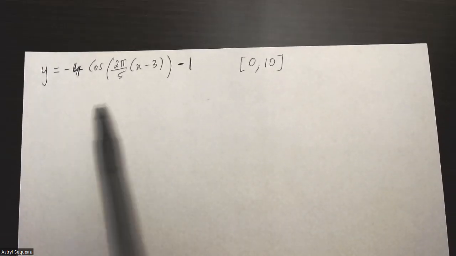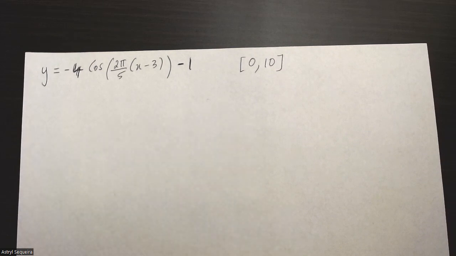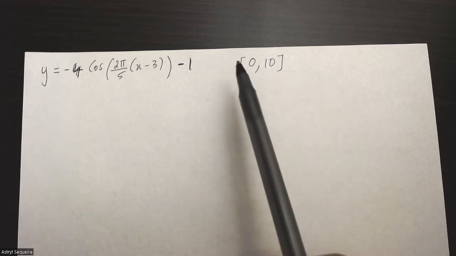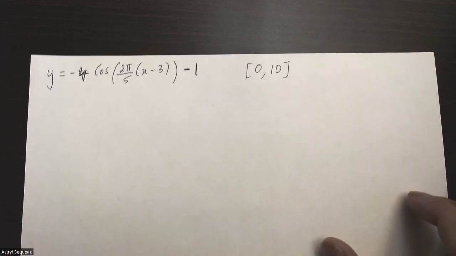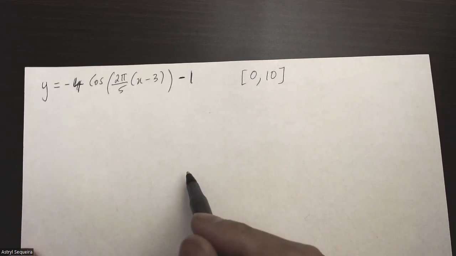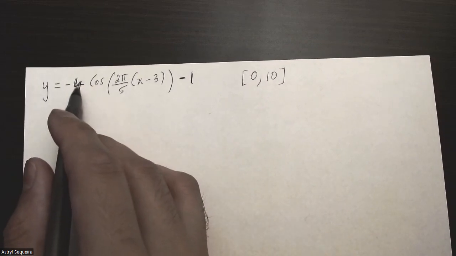All right, in this video, we want to sketch this cosine function over here with transformations, and we want to sketch it between 0 and 10 radians. So the first thing I'm going to do is find my key features.